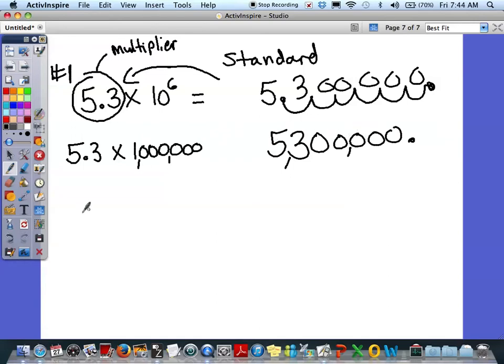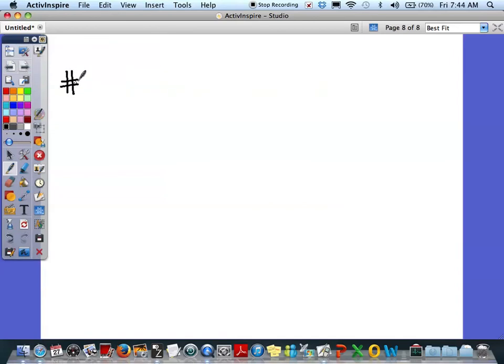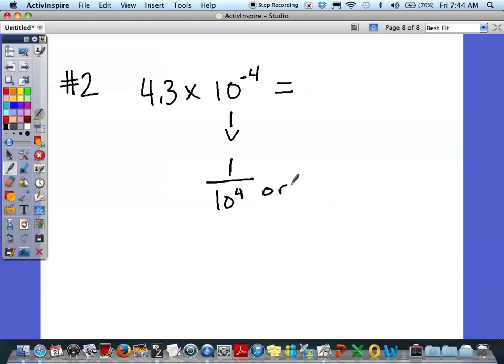So what was the first step I did? I first look and see, am I making my multiplier larger or smaller? I'm making it larger, so I have to move my decimal point to the right. In the second example, we're going to talk about making the multiplier smaller. If I had 4.3 times 10 to the negative 4th power, remember that 10 to the negative 4th power is 1 over 10 to the 4th, or 1 over 10,000. That's a really small number, and so I'm multiplying 4.3 by a really small number.